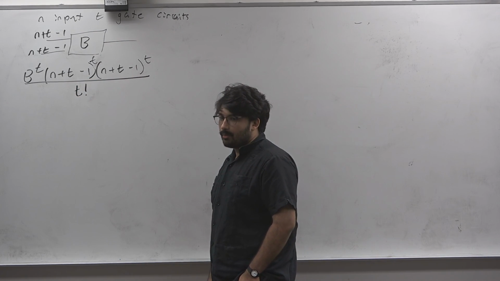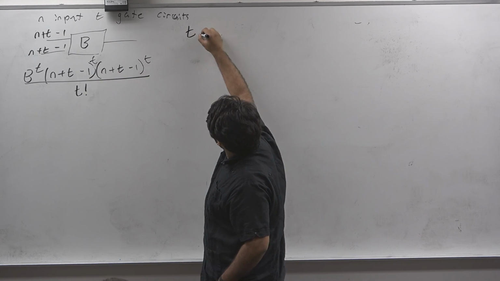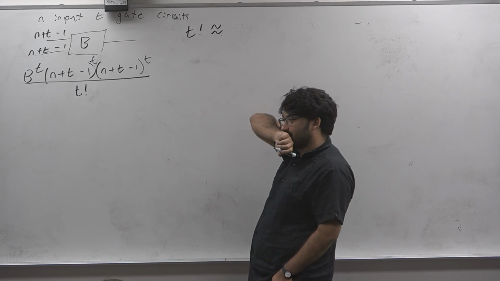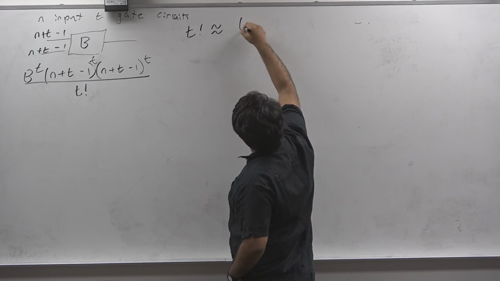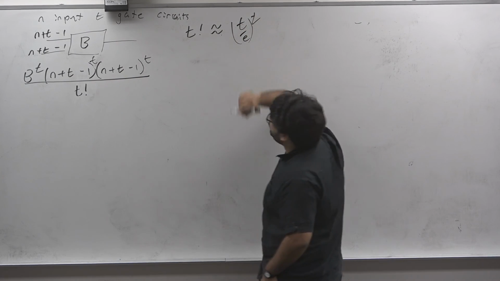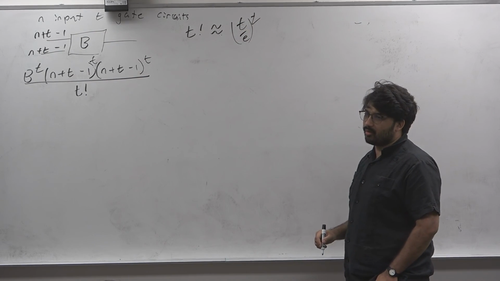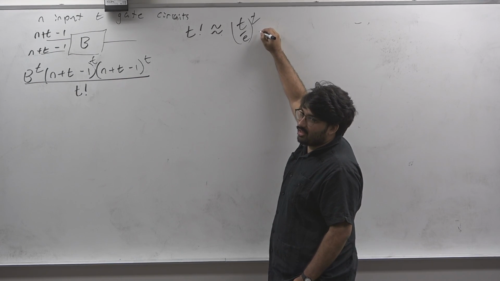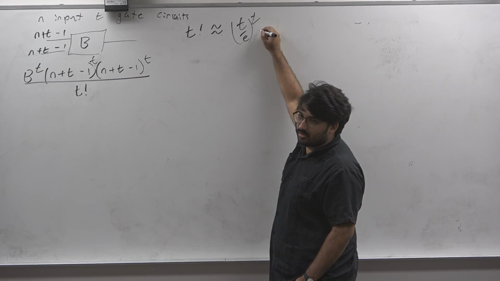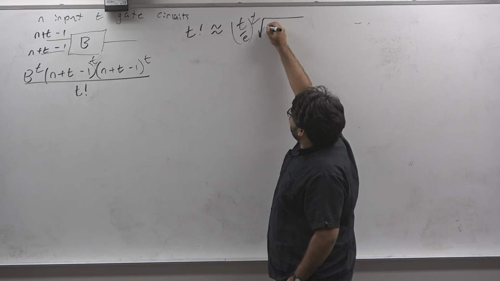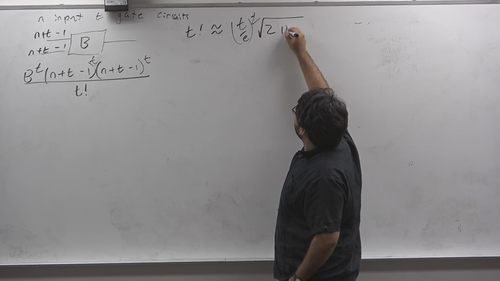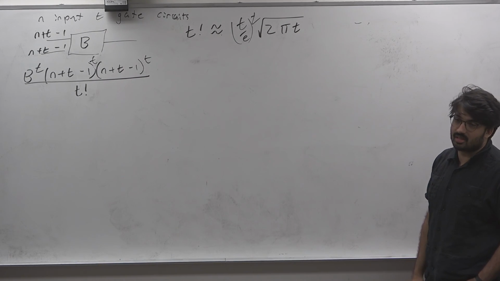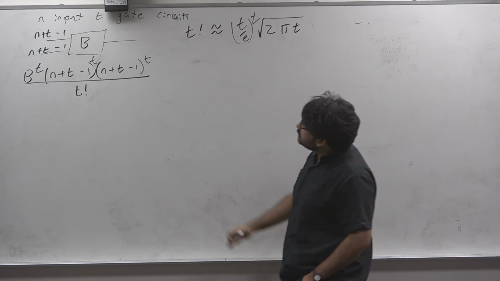Pop quiz. What is Stirling's approximation? T over E to the T. You're missing an unimportant term there, but that's the most important part. It's not constant, but there is a missing term. Anyone remember this? Square root of 2 pi t. No one will remember that, okay? This was done before big O, but basically big O of t factorial is that, up to constants. So let's just substitute that in.